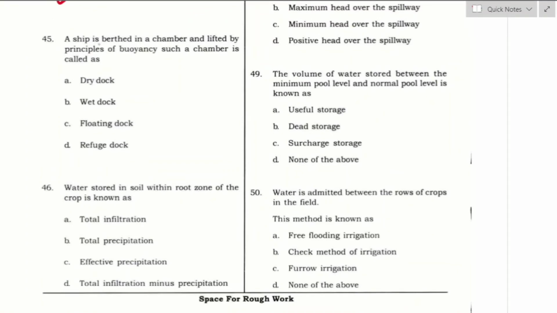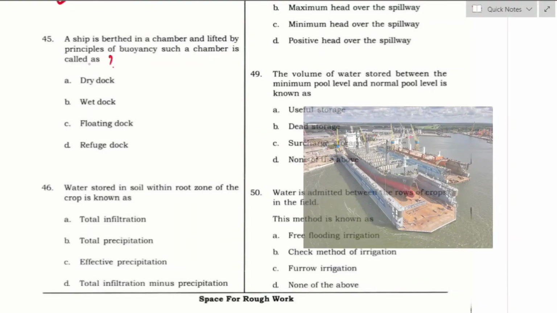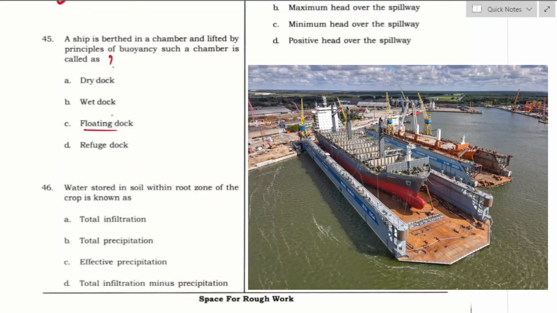Question number 45. A ship is berthed in a chamber and lifted by a principle of buoyancy. Such a chamber is called as floating dock. These type of the docks are able to submerge underwater and to be placed under a ship in need of repair below the water line. So in the following figure you can observe the floating dock where the ship is berthed in a chamber and lifted by a principle of buoyancy.